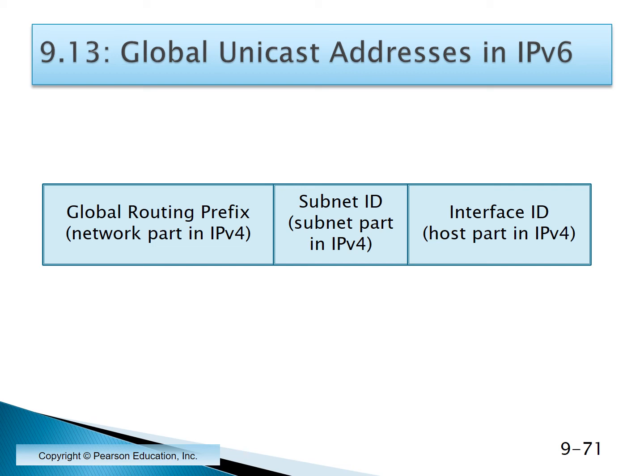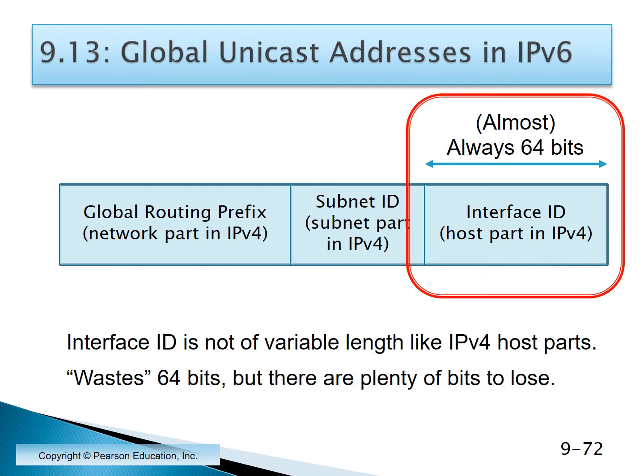So the global routing prefix here, as we say, is kind of like the network part in IPv4, so it's the beginning part of the IPv6 address, and the subnet ID is the subnet part, and the last part here is the interface ID, which is the host part in IPv4, and this one is always 64 bits.